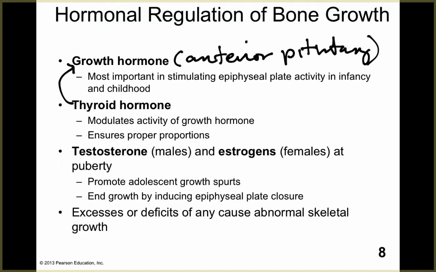And then we have testosterone and estrogen. Testosterone, of course, in males, and estrogen in females, get released at puberty. And this basically helps to promote adolescent growth spurts and basically ends growth by inducing epiphyseal plate closure. So this essentially ends the longitudinal growth.